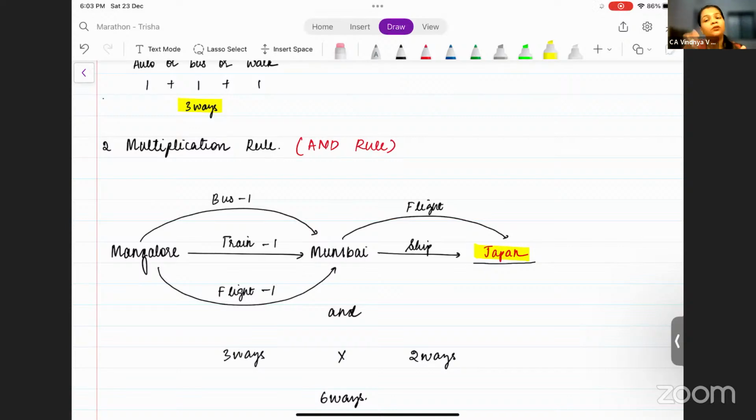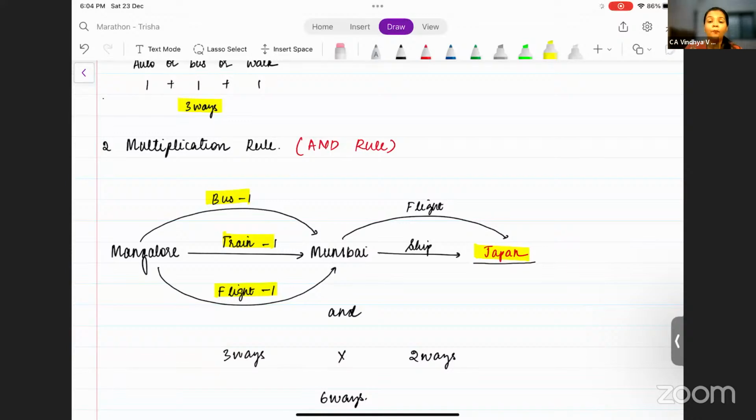Now, going from Mangalore to Japan is the task or the job. But when you have to reach Japan, you have to go via Mumbai, right? So now from Mangalore to Mumbai, Mumbai to Japan, that is how you need to go. So from Mangalore to Mumbai, let's say you have three options: bus, train, or flight. This is very similar to what we have done in the previous case. So once when you perform this task, going from Mangalore to Mumbai, you will consider any one of these three. So these three are nothing but your three different alternatives: bus or train or flight. So going from Mangalore to Mumbai, you have three ways.